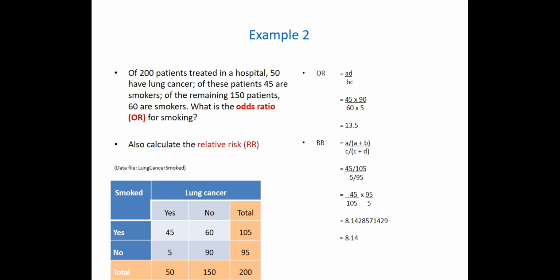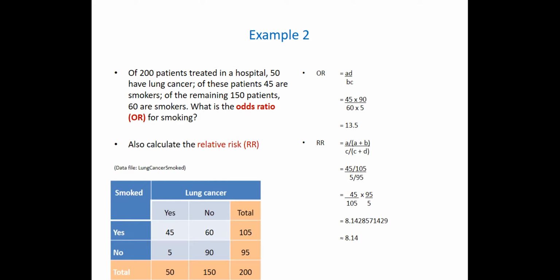We are dealing with people that have cancer now. The 50 that have cancer, what is the risk that they smoke? Is it 45 over 50? Yes, people that have cancer, 50. The risk that they smoke is 45 over 50. The risk that they did not smoke is what? 5 over 50. Thank you.